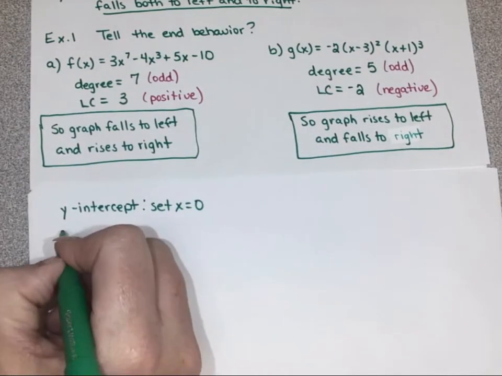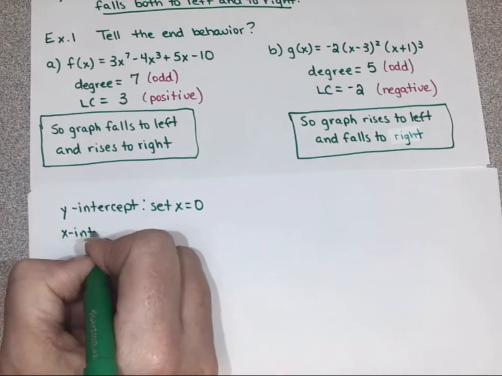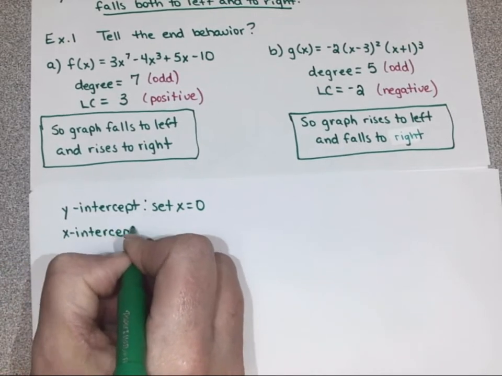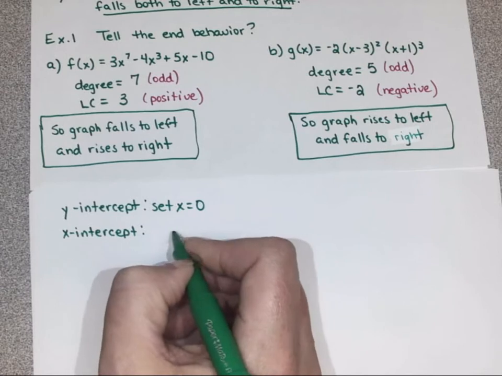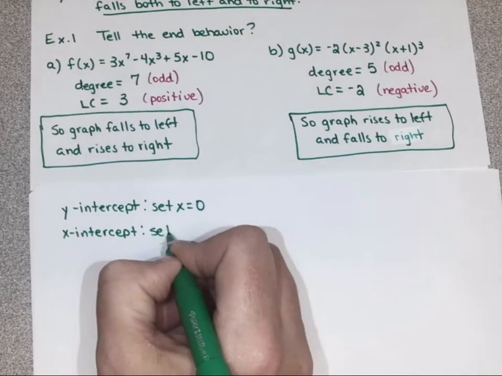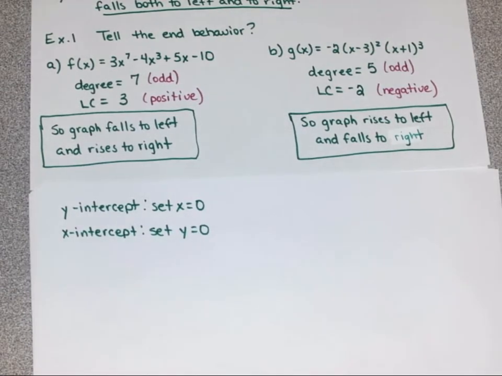Okay. How do you find the x-intercept in general? Set y to 0, yeah. Okay. So the x-intercept, you're going to set y equal to 0. So in other words, you always set the other one equal to 0.